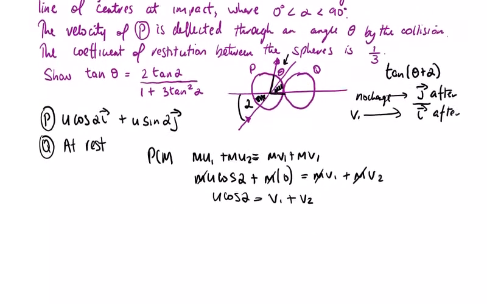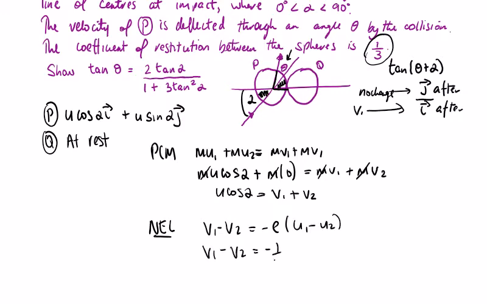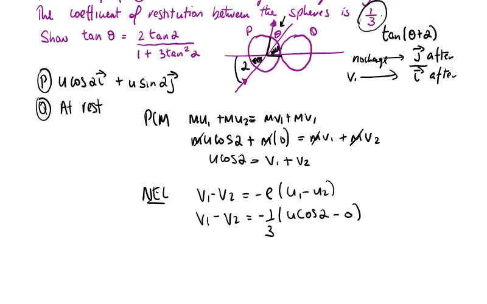We have the coefficient of restitution now for my Newton's experimental law. So Newton's experimental law, v1 minus v2. You can write it with the u1 minus u2 underneath, or you can write it up here. So v1 minus v2 is equal to minus 1/3 times u cos alpha minus 0. So we're going to get 3v1 minus 3v2 is equal to minus u cos alpha.